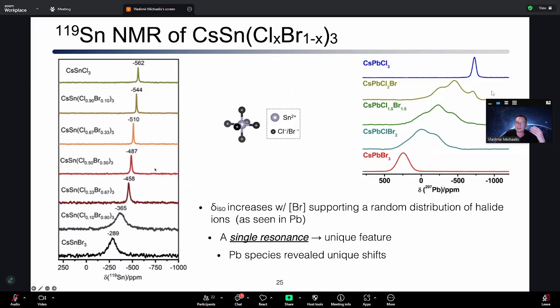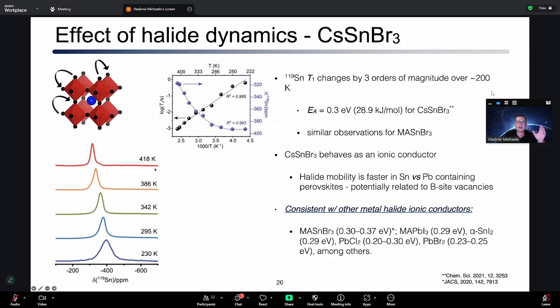Okay, so what ends up happening is on the NMR time scale, those halogen ions are rearranging, so you get an average chemical shift. Now, this is interesting because if you do variable temperature over this and you measure the relaxation, you can actually plot and get the activation energy of this process. And what it ends up being is your activation energy is about 0.3 eV, or roughly 30 kilojoules per mole, okay? And what ends up happening then is that this isn't a metallic conductor, but it's an ionic conductor.